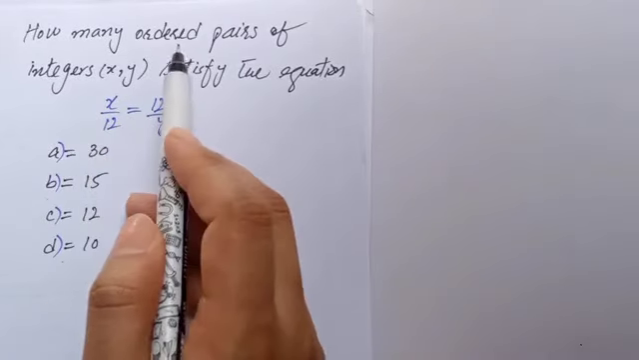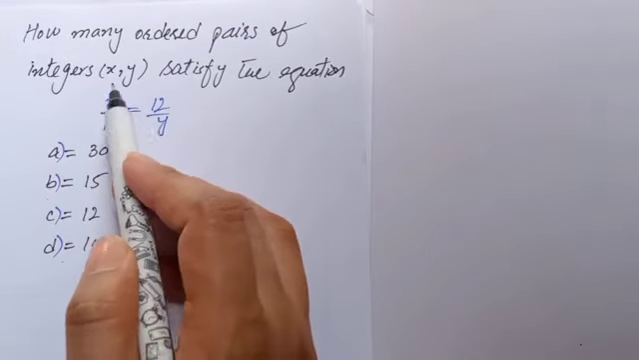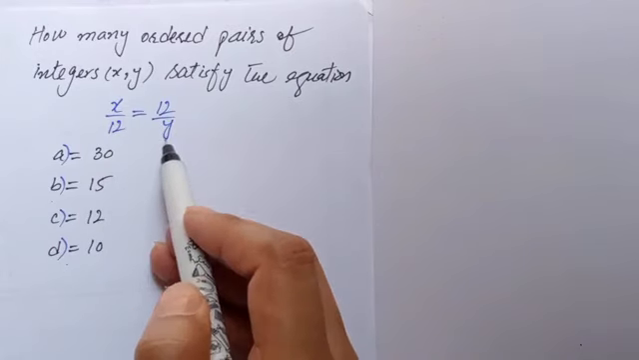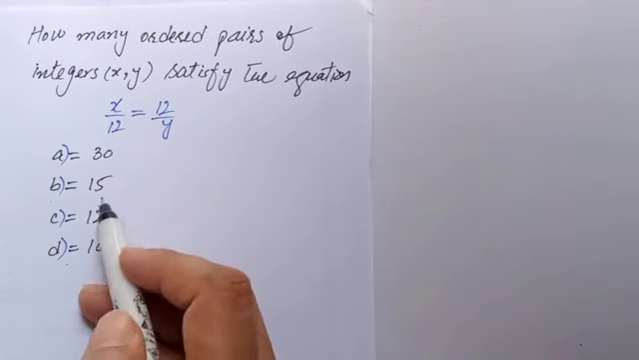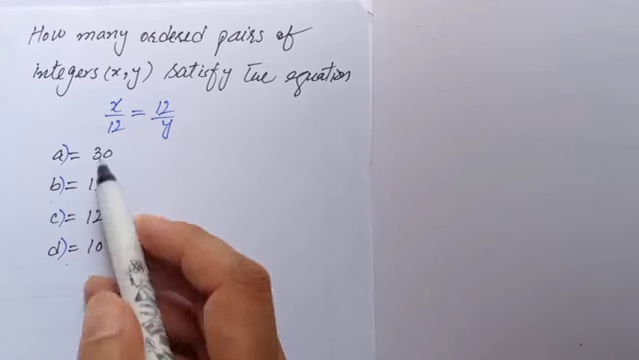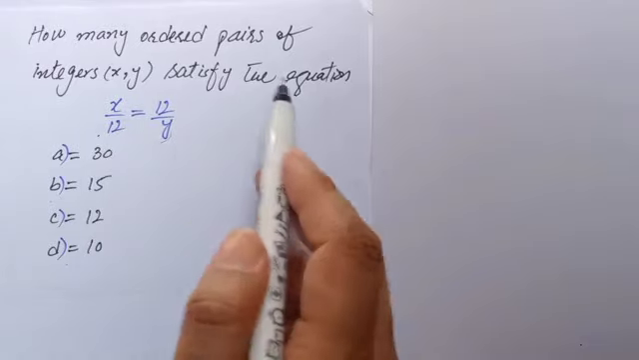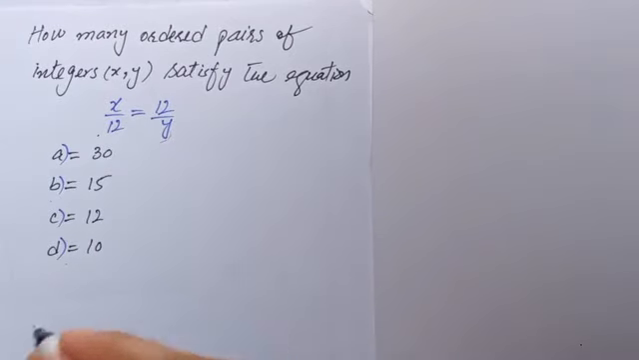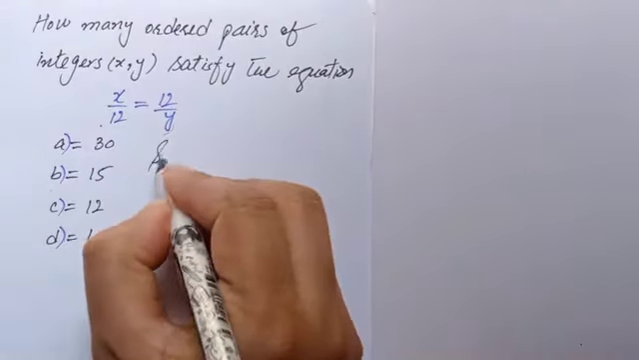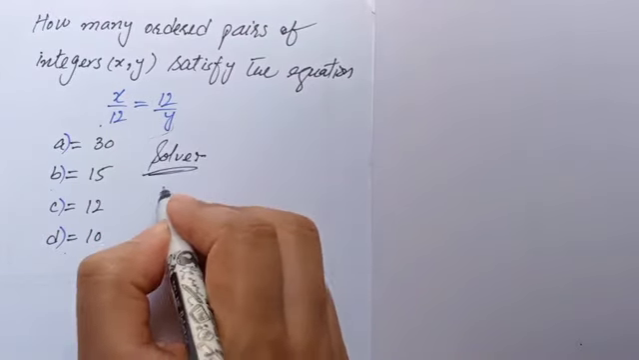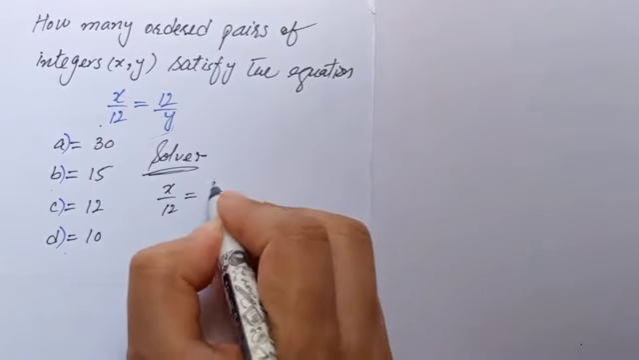How many ordered pairs of integers x and y satisfy the equation x over 12 is equal to 12 over y? So here we have the four options: 30, 15, 12 and 10. For this equation we have to find which option is right for the ordered pairs of x and y. So let's solve the equation x over 12 equals 12 over y.